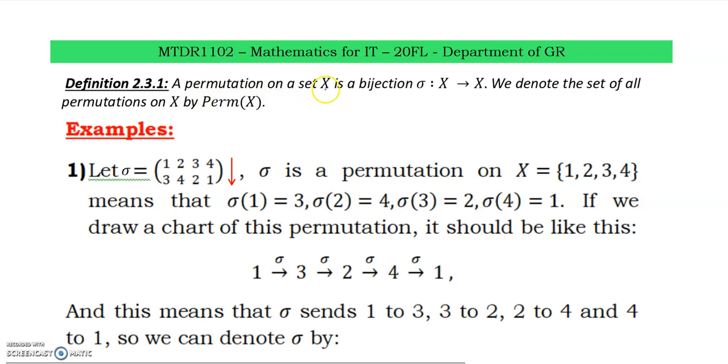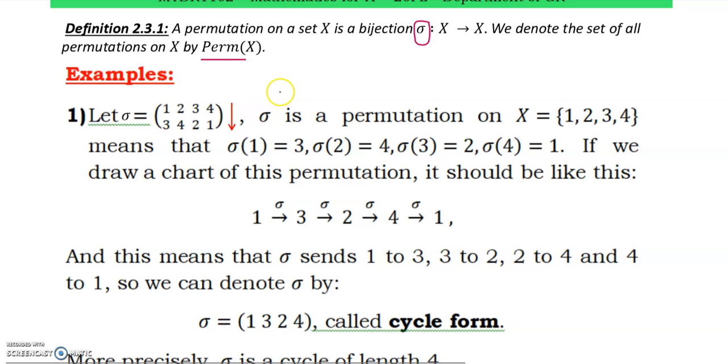Now you see, what is a permutation on a set? A permutation on a set X is a bijection sigma from X into X. We denote the set of all permutations on X by this notation, permutation of X. This is the formal definition. Now here we see a few examples on permutation, how to calculate the length of the cycle, and how to write the permutation form into the cycle form.